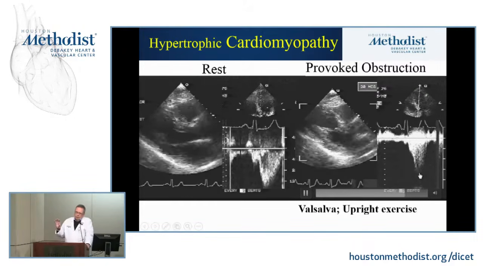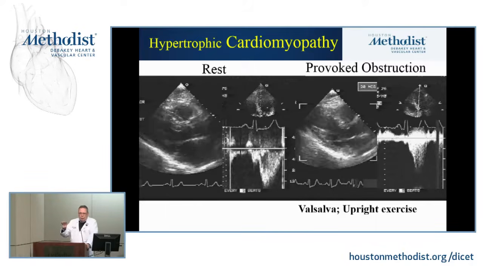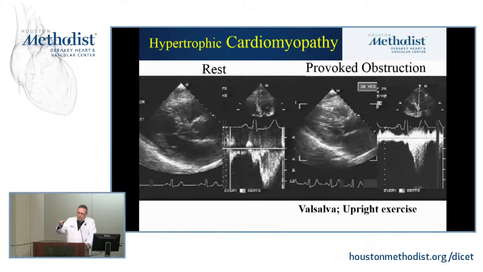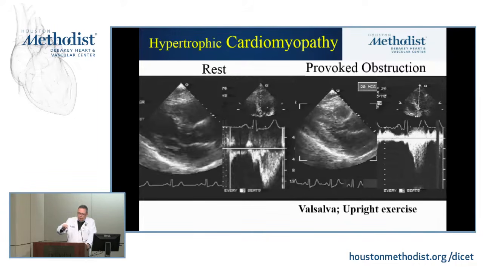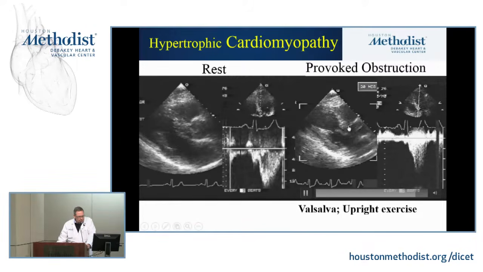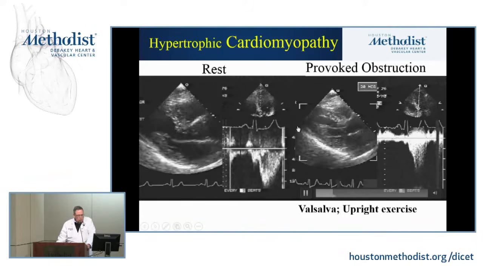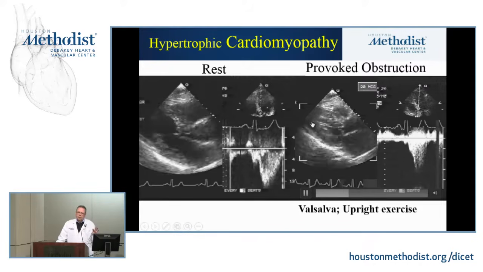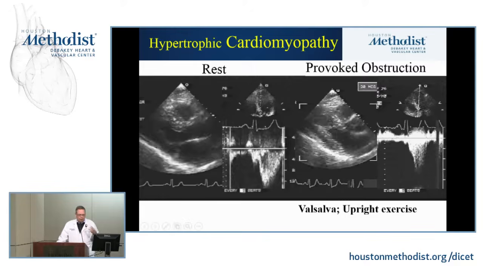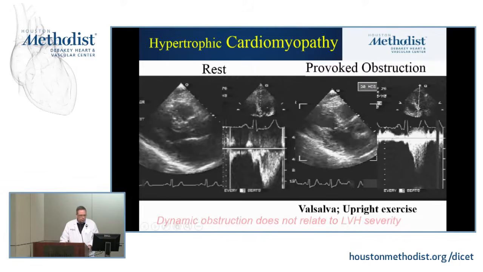So the dynamic obstruction relates more to the anatomy of the mitral valve, posterior leaflet length, hyperdynamic contraction of the heart, and at times some curvature. Like here you see that the heart has a little bit of that shape. All of those findings relate more to the gradient than hypertrophy. You may have severe hypertrophy and no gradient whatsoever.